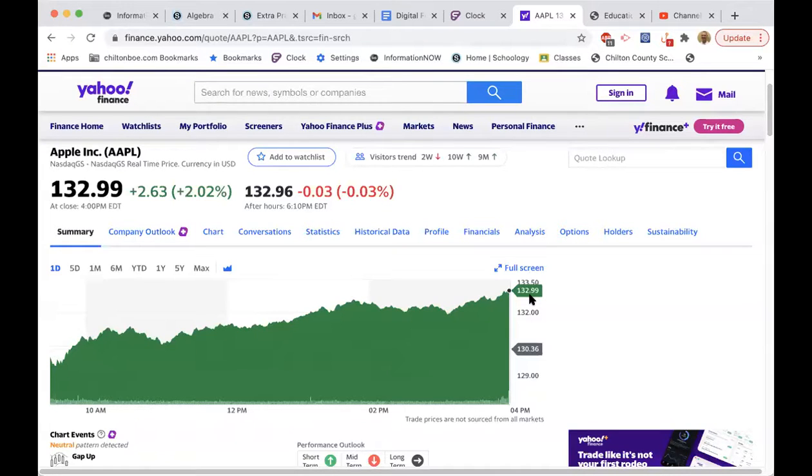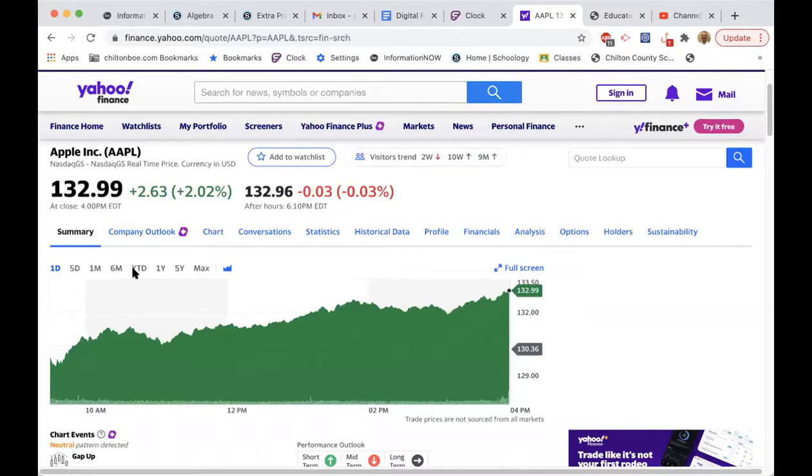What was the slope or rate of change? Well, I can estimate it. I rose about $3 per 1 day. If I wanted to do it by day, my slope is 3. If I want to do it by hour, my slope is 3 over 8 hours, so it's 3/8.